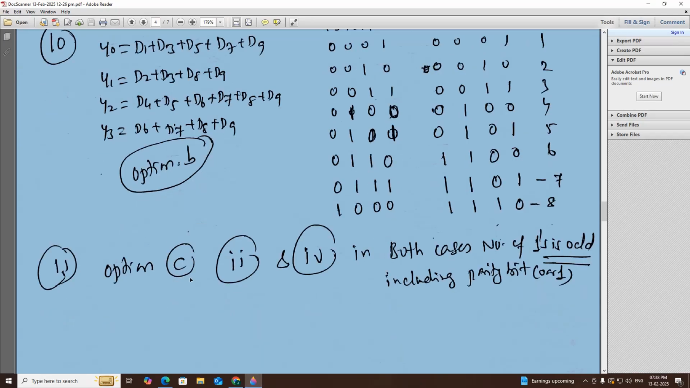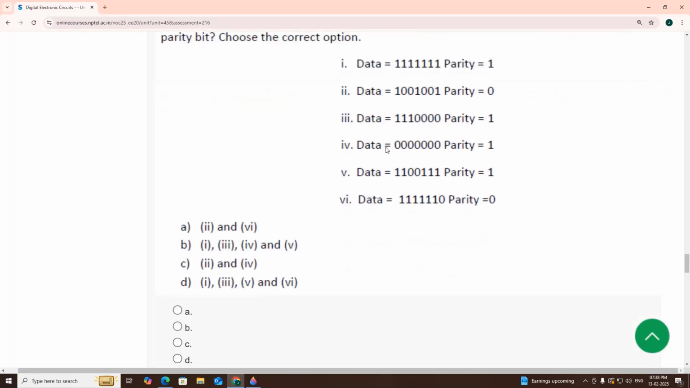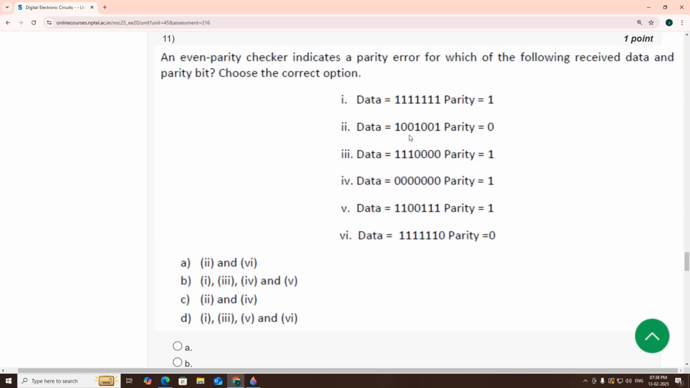For option C, 2 and 4. In both cases, the number of ones is odd, including the parity bit. The parity bit can be either 0 or 1. So we will see now 2 and 4. For 2 here, the number of ones is odd because the number of ones is 3 here, including parity. Therefore this is an odd parity, so you will get an error. Parity error will be there for 2.